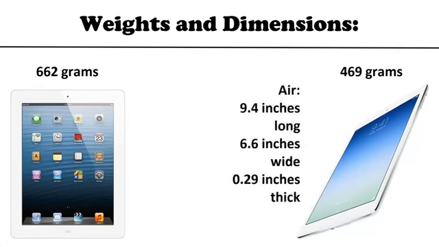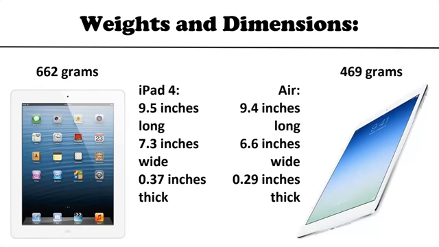It's 9.4 inches long, 6.6 inches wide, and 0.29 inches thick, whereas the iPad 4 is 9.5 inches long, 7.3 inches wide, and 0.37 inches thick. As is clear by these numbers, the size and the weight have gone down with the iPad Air, which is always a plus. Now we also get an overall refresh on the design. So the iPad Air has the same form factor of the iPad mini, which has been on the market for a while. So it's a blown up version of the iPad mini that we already have on the market.